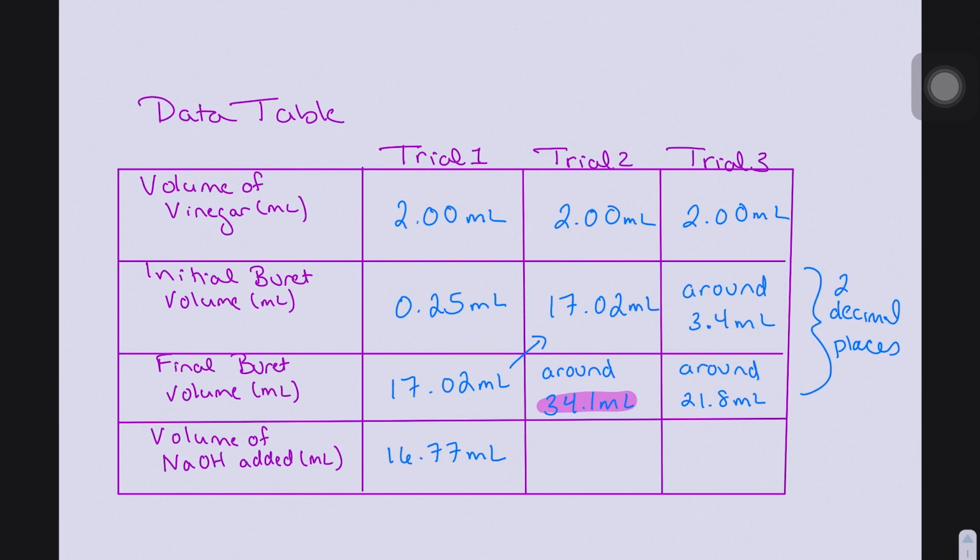You have to read it correctly. But if you have something like 33 or 35, go back and look at the video again. For trial 3 initial volume, you should be around 3.4 milliliters, so it could be 3.3 something, 3.4 something, but you need the 2 decimal places. And again, final volume for trial 3 should be around 21.8, so 21.7 something or 21.8 something. So if you have something really different from that, go back and look at the video. And so then here, calculate these 2 values, and it's going to be V final minus V initial.